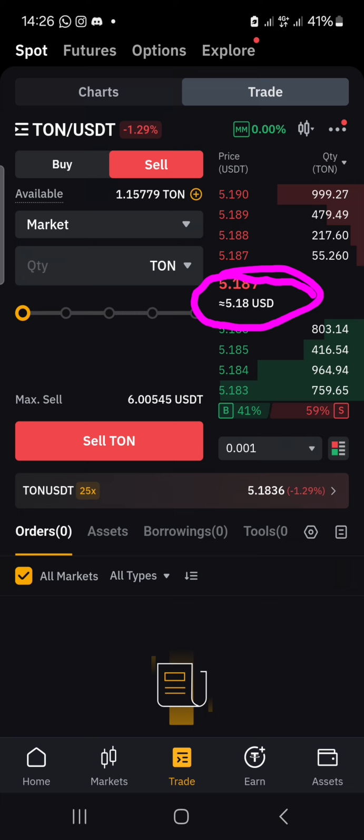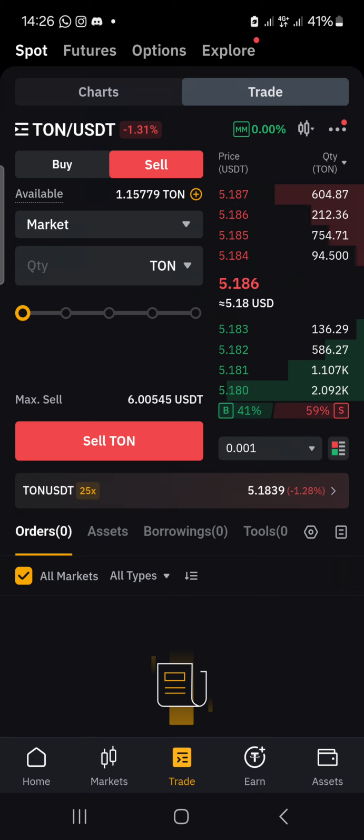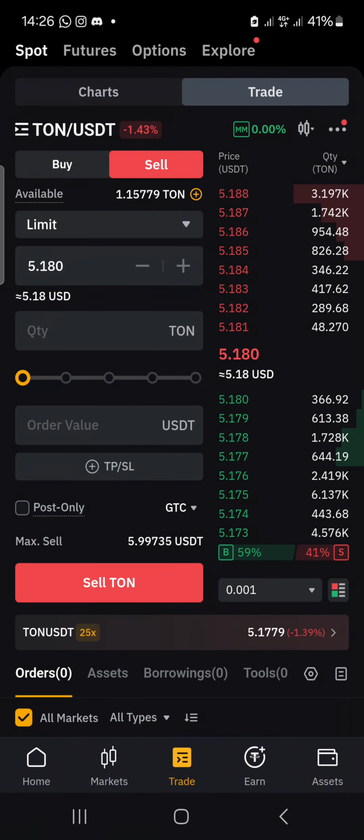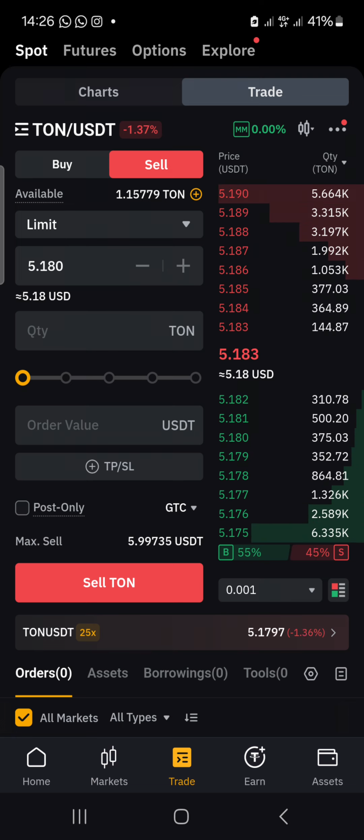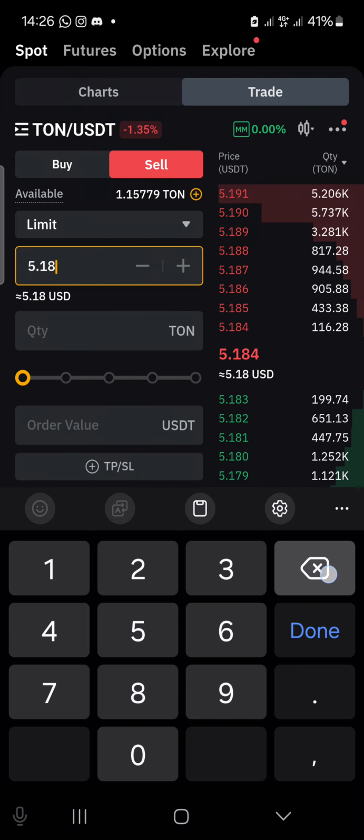Current market price is 5.18. So we want to set a sell limit. As usual, click on this small arrow here, then click on limits. Now that you've clicked on limit, let's say we want to sell TON at $100. We are saying if TON starts trading at $100 per TON, the market should sell for us. So here we delete the price and input our $100.